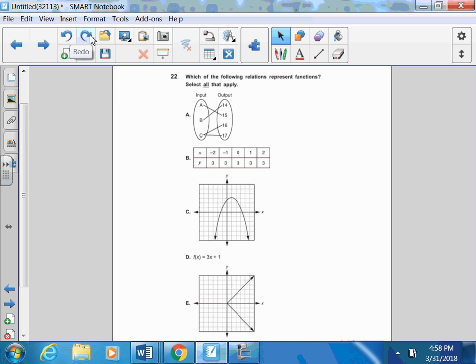Okay, determining if something is a function. We could always graph it and do the vertical line test. So basically, I'm going to talk about, let's say we have y equals 3x.